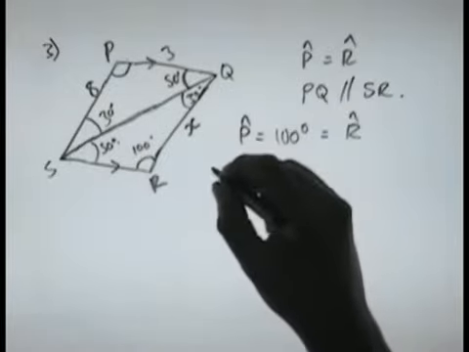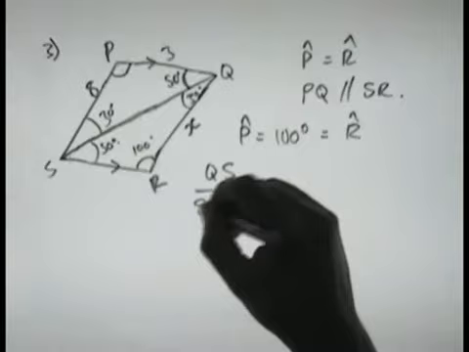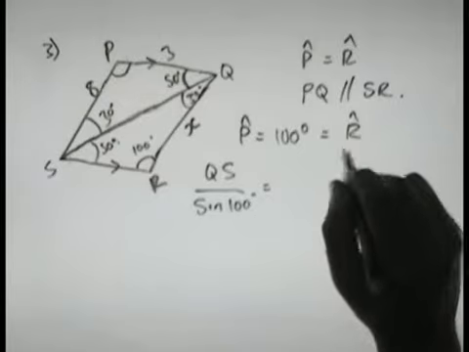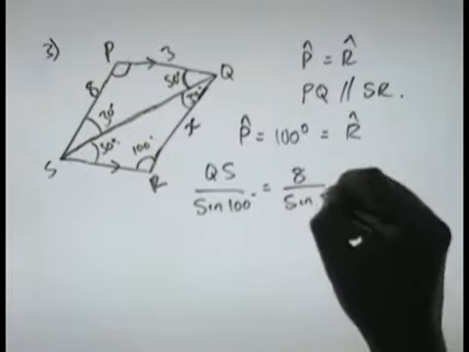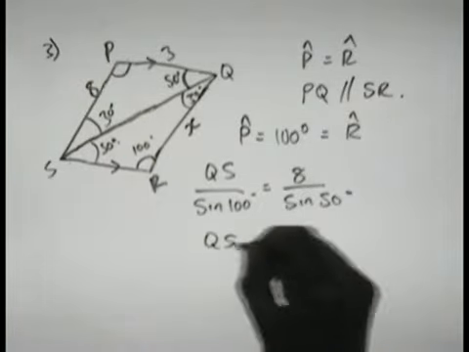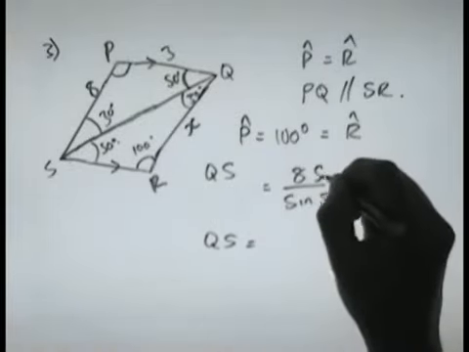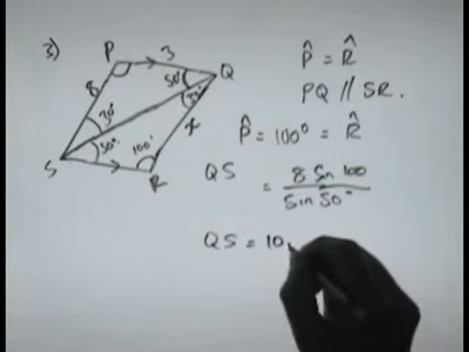To get the side QS, I'm going to use the sine rule. QS over sine of 100 degrees is equal to PS, which is 8, over sine of 50 degrees. That means that QS is equal to 8 times sine of 100 all over sine 50. 8 times sine of 100 divided by sine 50 is equal to 10.28 units.